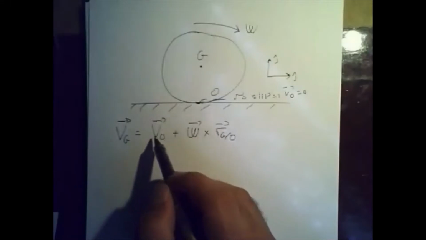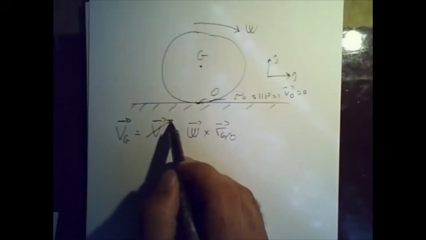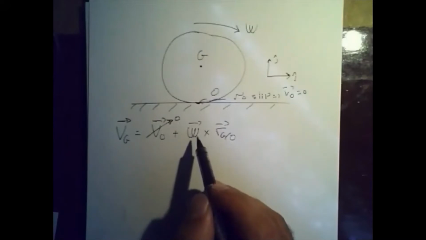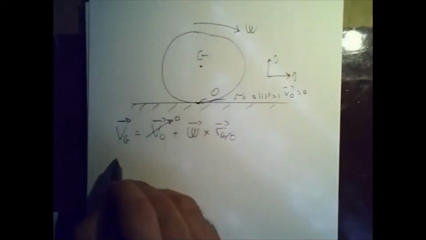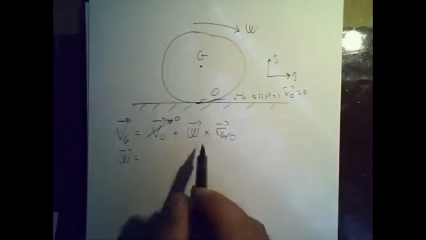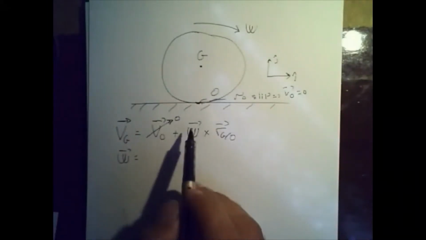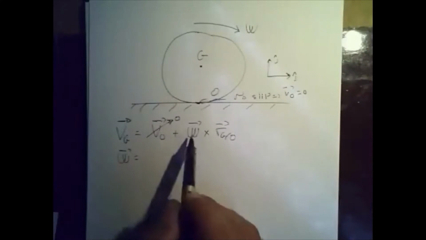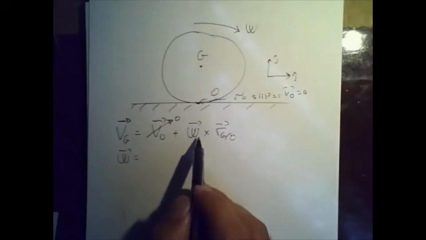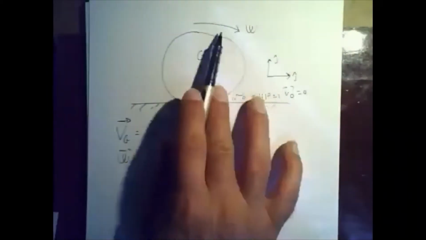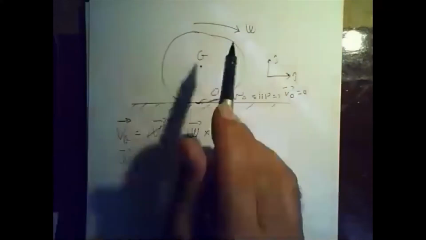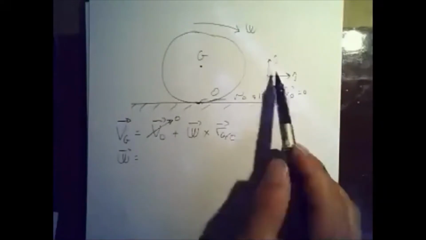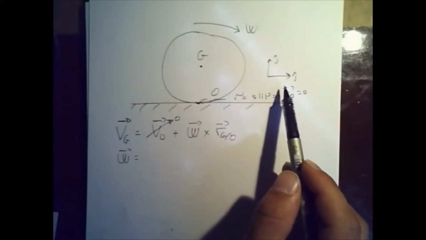What was the velocity of point O? 0, exactly. How about omega? What is omega in this case, as a vector? It's 2 pi r. No, omega is the angular velocity vector. 2 pi r is the perimeter of a circle. Omega is your angular velocity. I'm trying to express this omega in terms of my ij frame. What is omega in that case? It's inward.